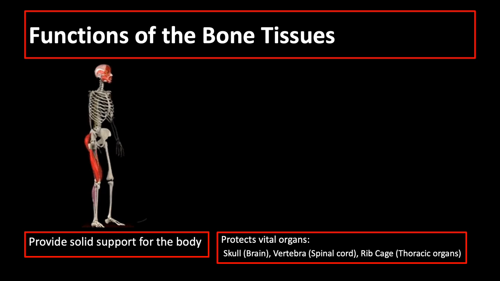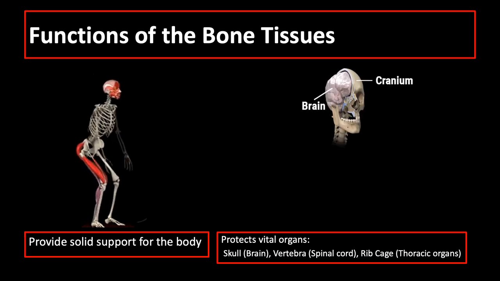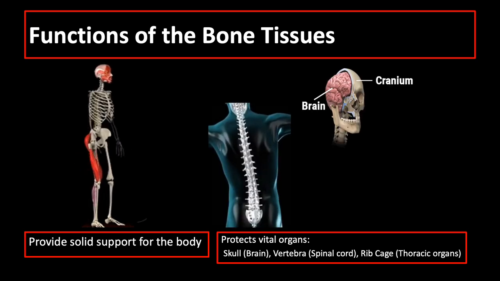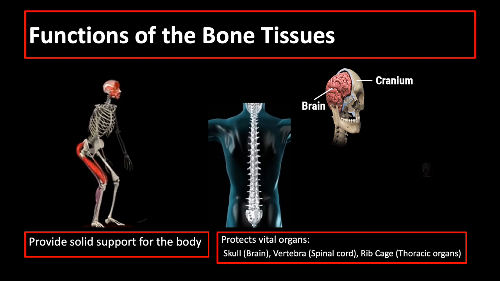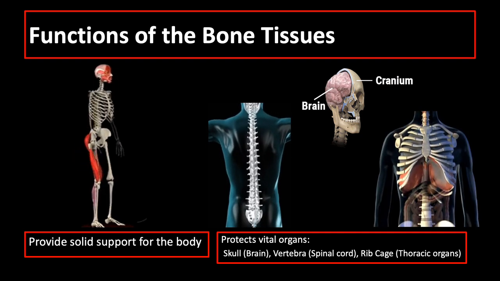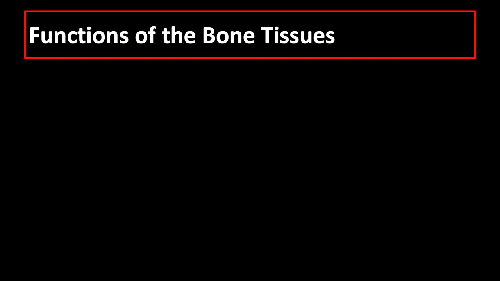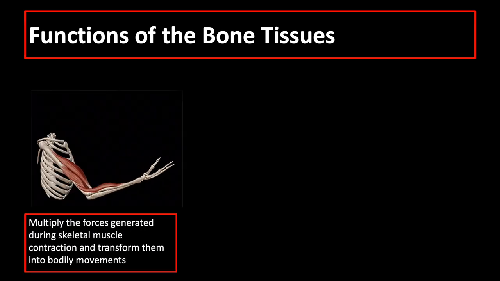It also protects vital organs, like how the skull protects the brain, the vertebrae protect the spinal cord, and the rib cage protects the thoracic organs. The bones also multiply the forces generated during skeletal muscle contraction and transform them into bodily movements.